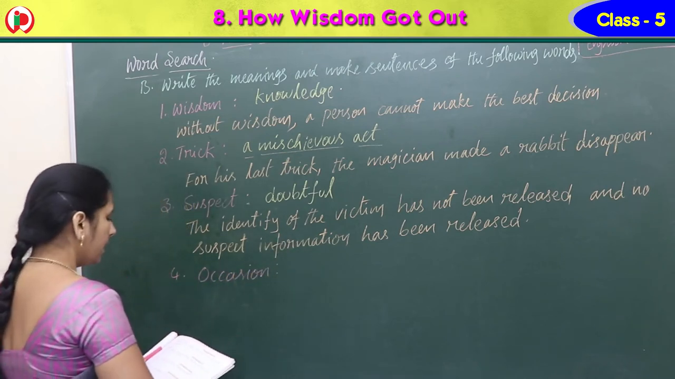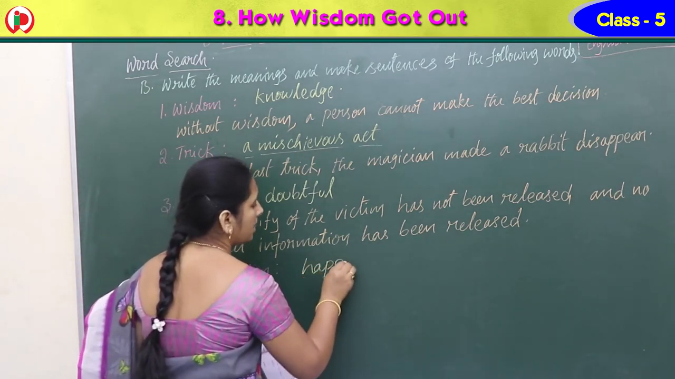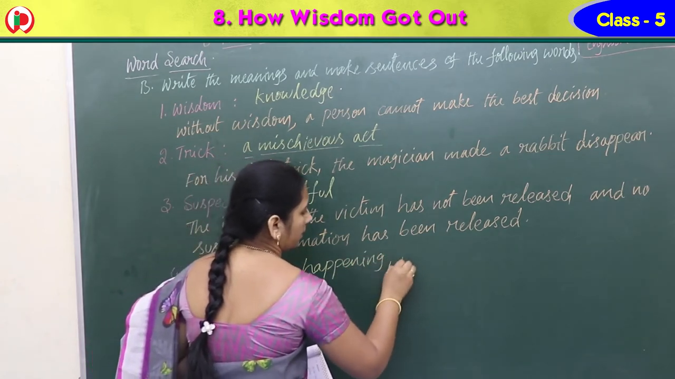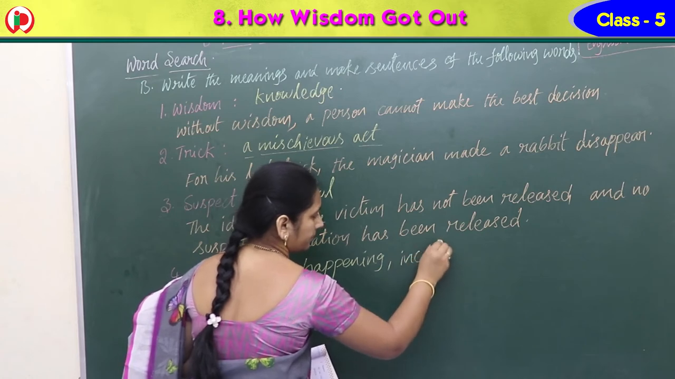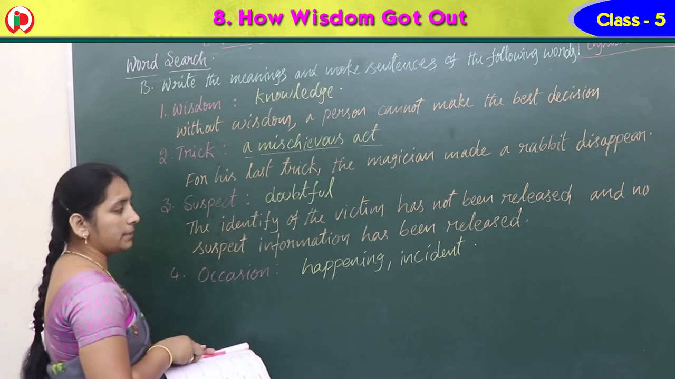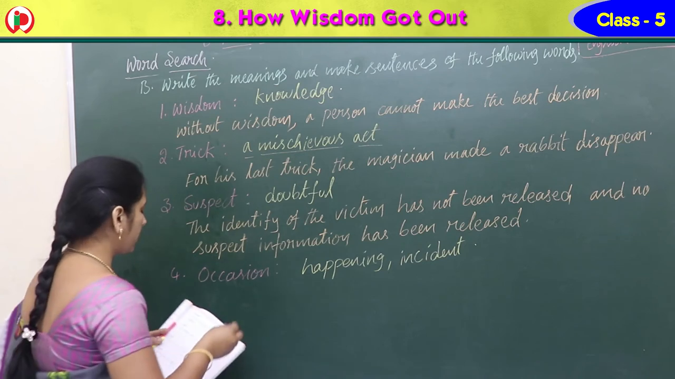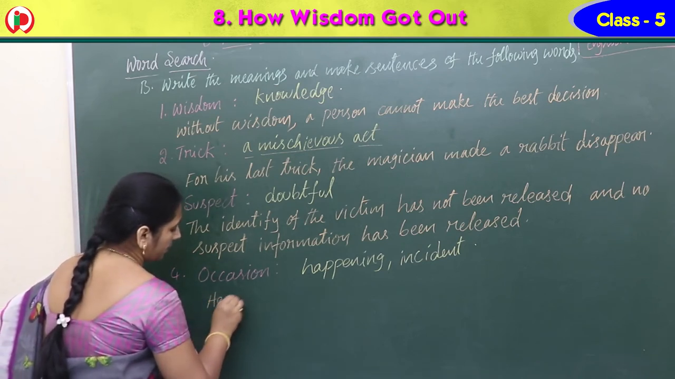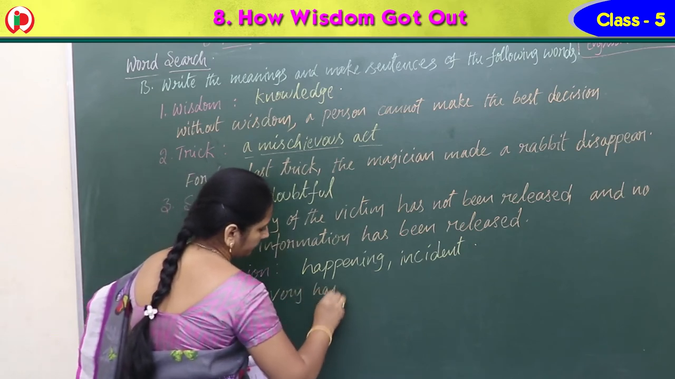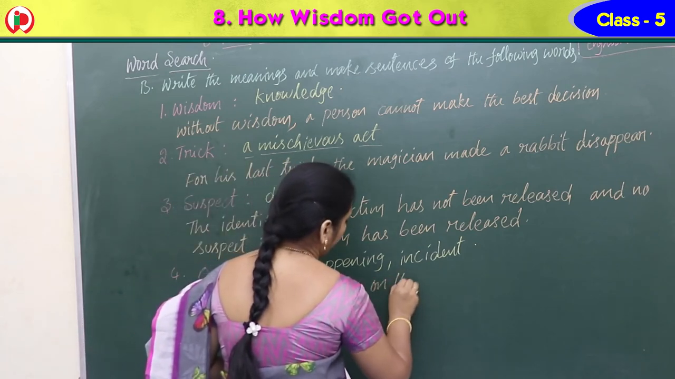Occasion means that is happening or incident. Anything happen or incident, that we can write it. Occasion. So any occasion we call it. That means anything happen or any incident is there. So that we can take it. So what is that sentence I am giving? He was very happy on the occasion.